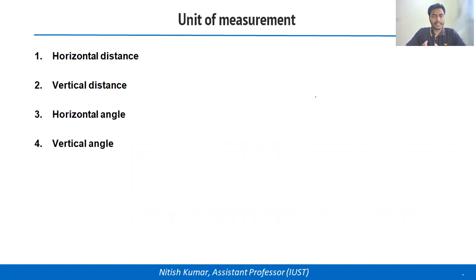Before starting the scale topic, you have to be very clear about the units of measurement we use in the survey. There are 4 types of measurements we do in surveying. That is horizontal distance and vertical distance. When we measure a distance in a vertical plane, we call it a vertical distance. When we measure a distance between 2 points or stations in a horizontal plane, we call it horizontal distance.